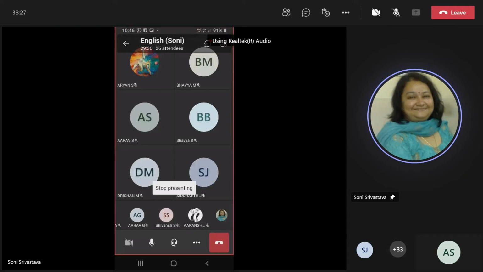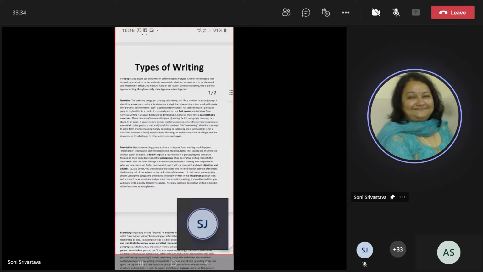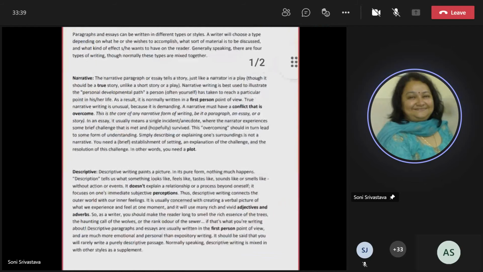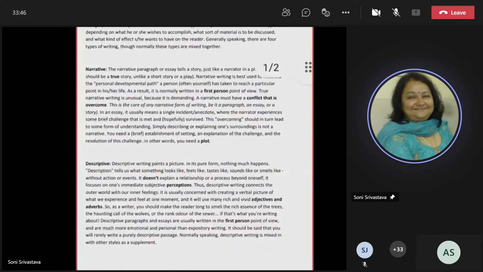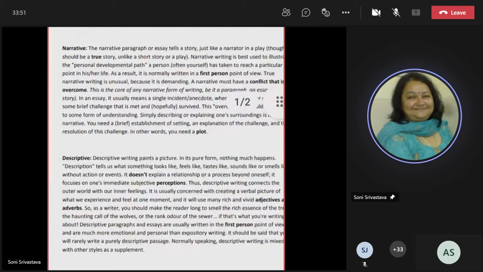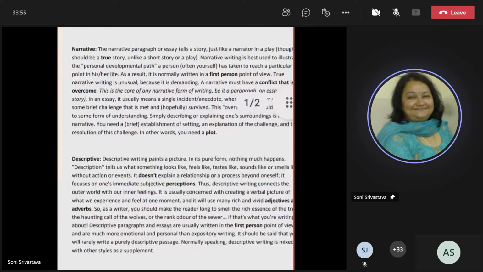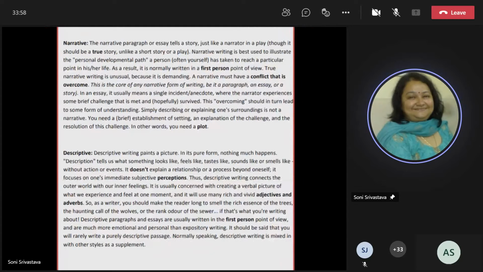Good. Okay, now when we're talking about narrative style, coming to the next paragraph, as a result, it is normally written in a first person point of view. All of you know first person point of view, so it is referring in the first person. True narrative writing is unusual because it is demanding. A narrative must have a conflict that is to be overcome. This is the core of any narrative form of writing, be it a paragraph, an essay, or a story.